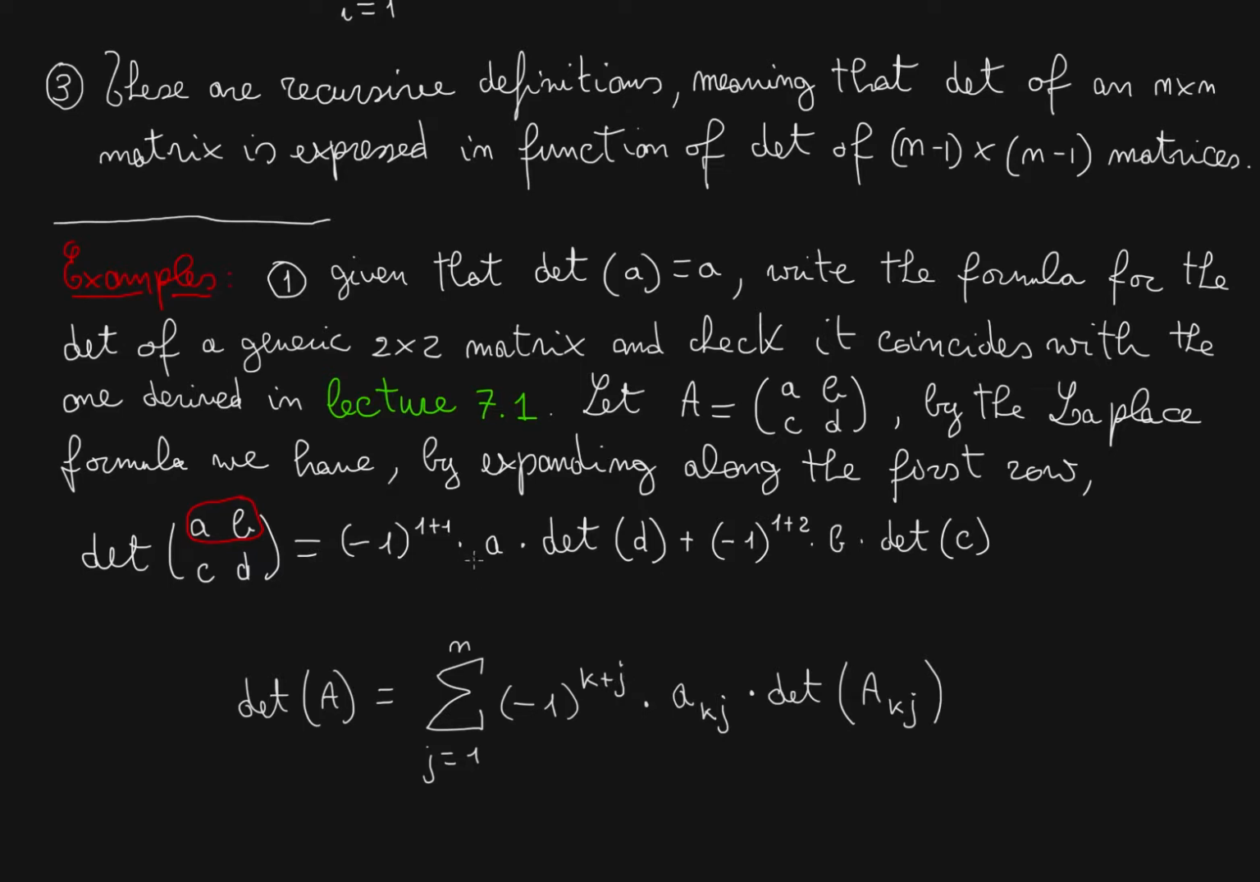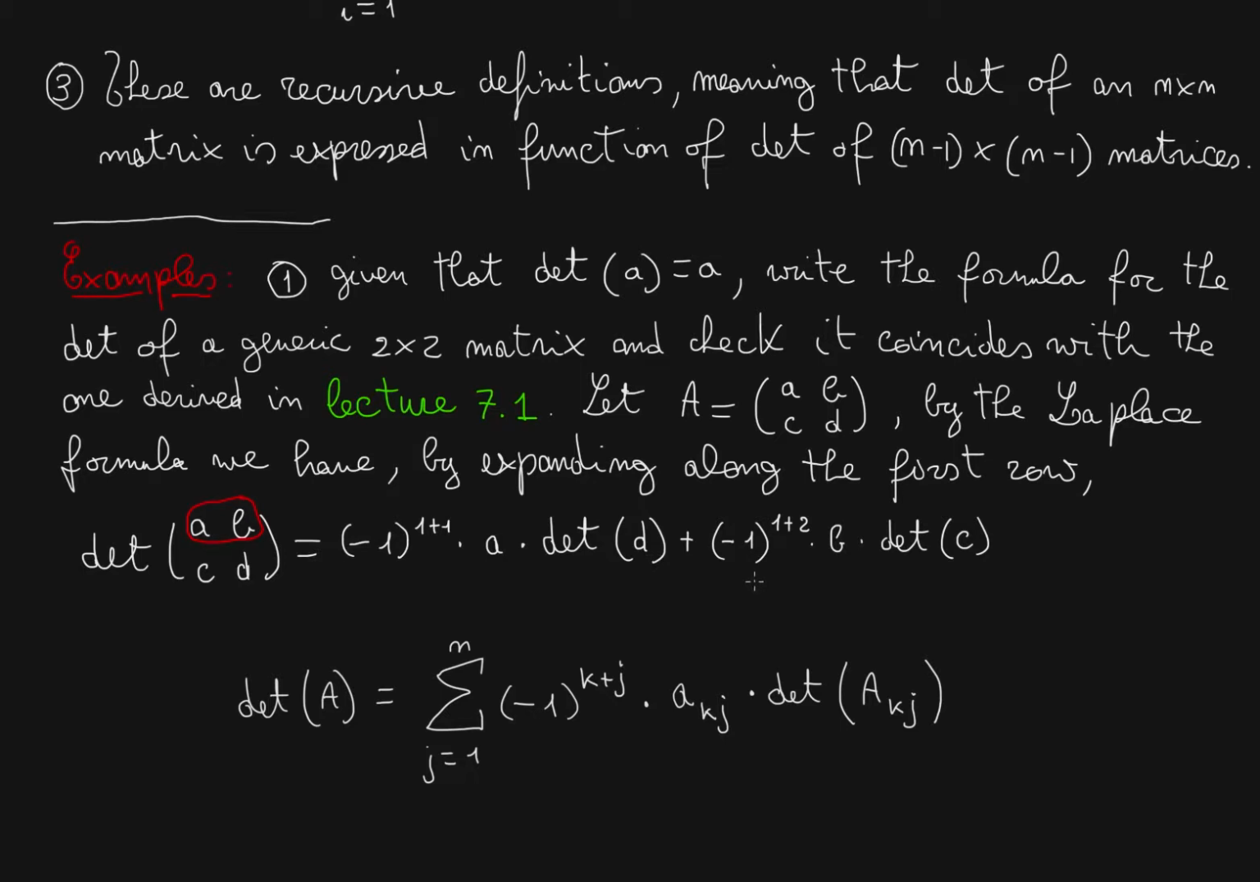So (-1) to the power 1 plus 1 times A, where A is the coefficient relative to the first summand, times the determinant of the matrix we obtain deleting the first row and the first column. These are the row and column associated to the coefficient we are considering, which is A. So what remains from this matrix is just a submatrix reduced to the coefficient D. And we just say, okay, the determinant of D, this is the submatrix.